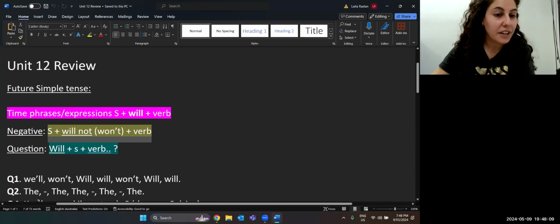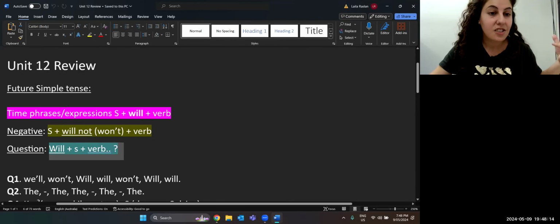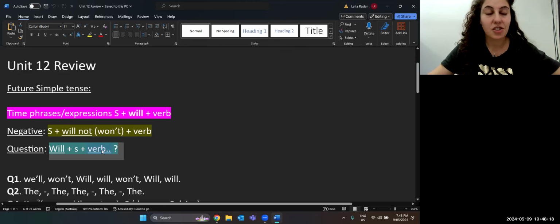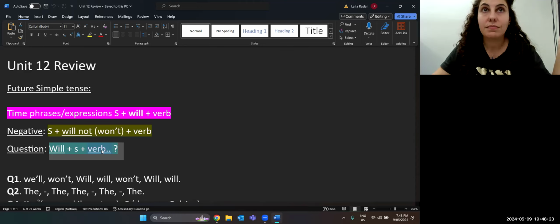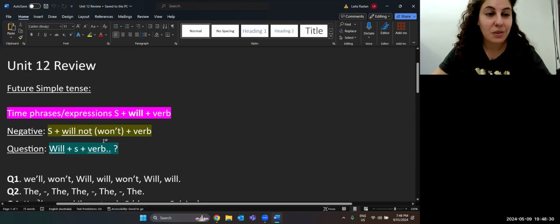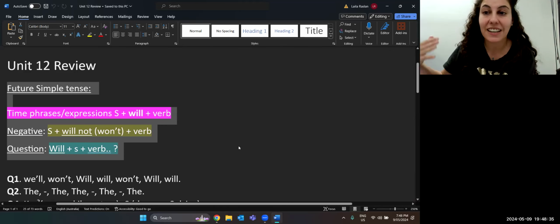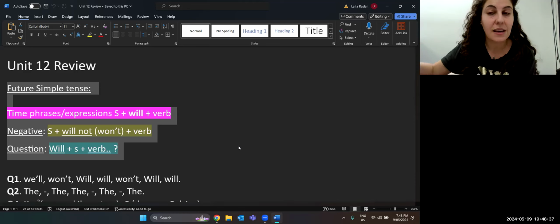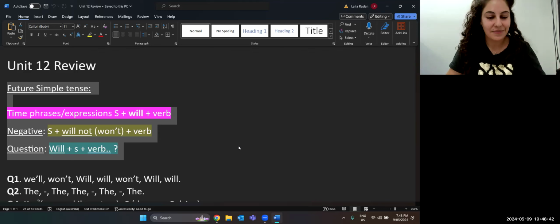Now we can also make a question, and remember with our question, always start with the verb. So will, subject, verb. So usually you're asking someone, so you're saying, will you work on the weekend? Will you buy a ticket online? Will you travel next year? Okay, so that was just some rules for the future simple, saying an action, an activity in the future, some point in time in the future. So let's do some exercises together.